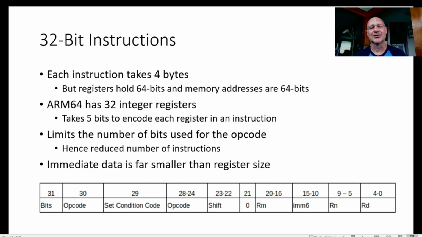The opcode is sort of split in 2 places, but it's basically ultimately 6 bits of what the opcode is. And set condition code: a lot of the instructions, you can either set the condition codes in the status register or not, depending on if this bit is set.